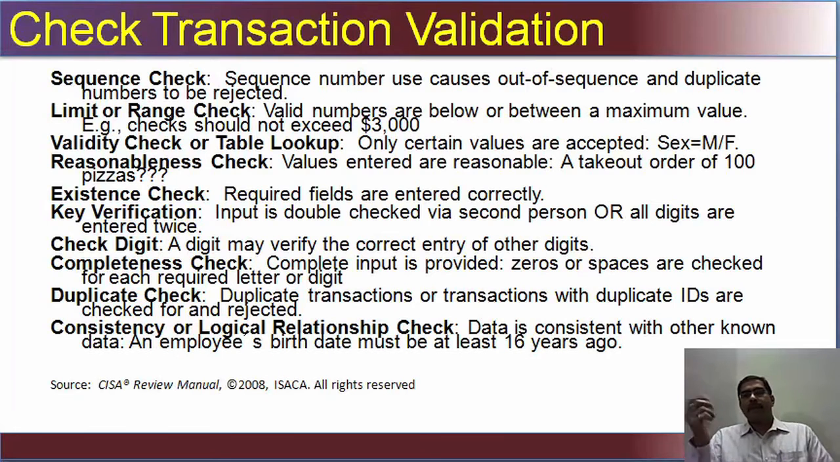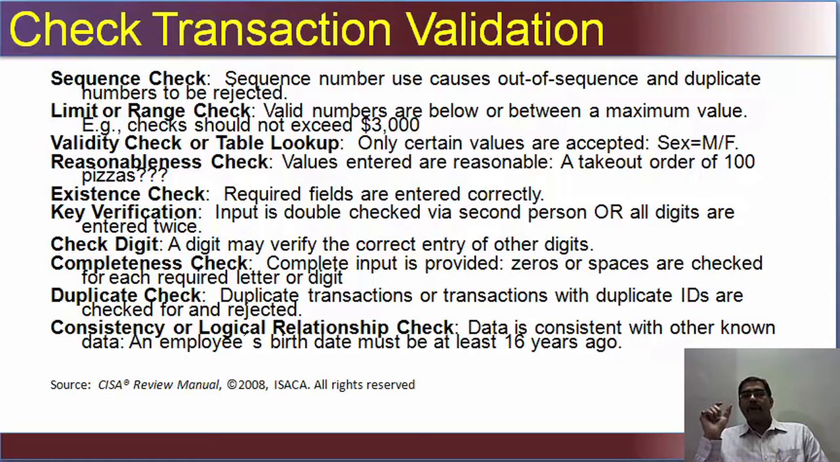You check transaction validations. Now this particular slide, the contents have been taken from the CISA review manual of 2009, where you check for transaction validations like sequence check, where the sequence number used causes out of sequence and duplicate numbers to be rejected. Suppose you have an application where the index or the primary key is auto-generated. You will have to see whether the sequence numbers are in order or if anything has been missed. If something has been missed, why it has been missed.